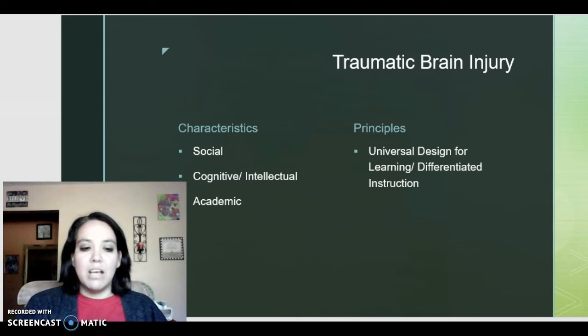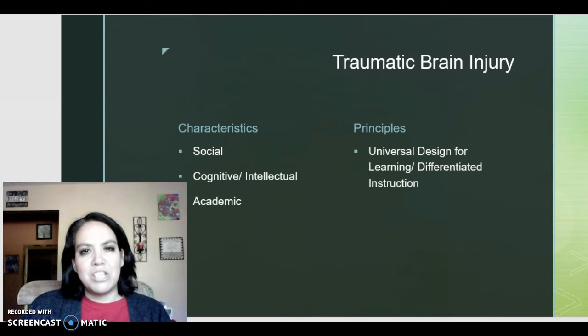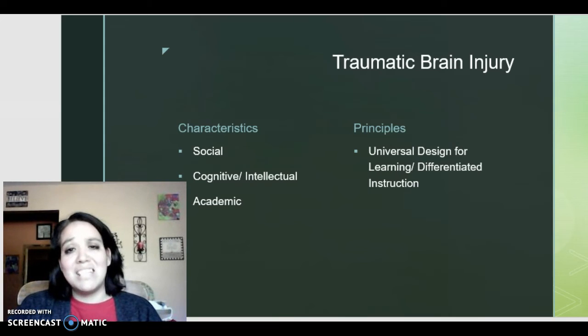Traumatic brain injury. Social characteristics with traumatic brain injury are that these students may have rapid fluctuations in their emotions. This may include mood swings, overreactions, aggressiveness, inappropriate reactions, errors in judgment, and impulsiveness. They may have crying episodes. They may even have difficulty maintaining relationships.